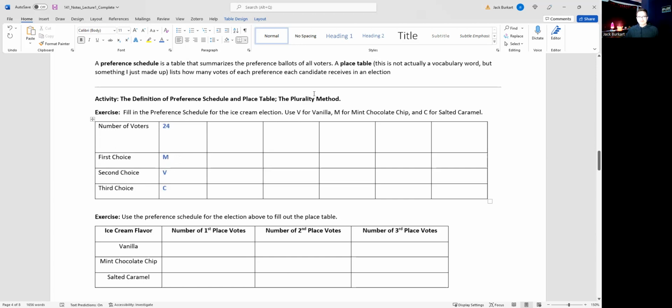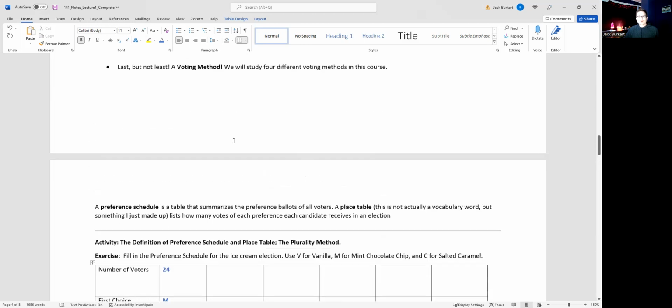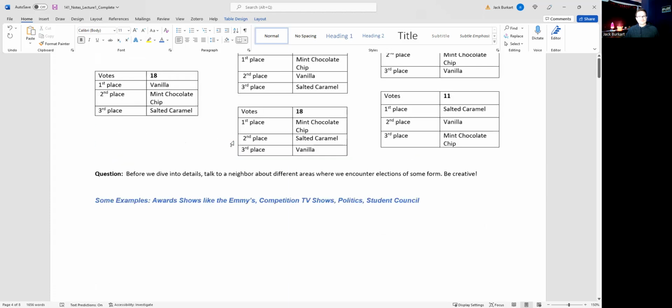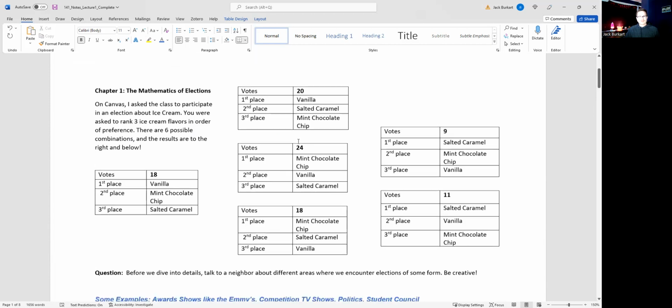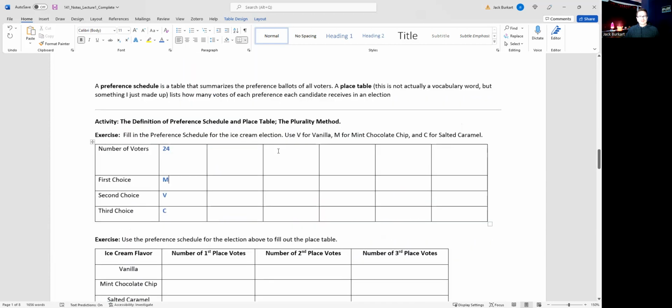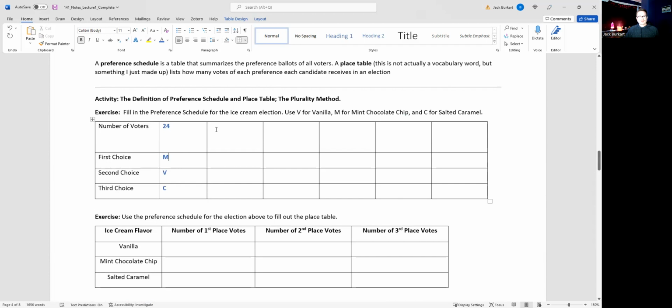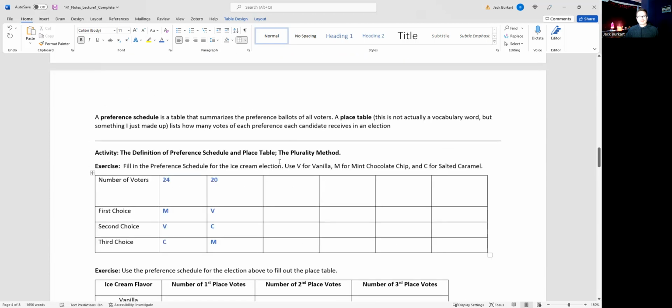And then let's just go down to the second column now. All right, what was the second most popular vote? That's the one with 20 votes, and that was vanilla, salted caramel, and mint chocolate chip. So in this spot for the number of voters, we have 20 people, and they voted as first choice vanilla, second choice salted caramel, third choice mint chocolate chip. All right, and then we can continue to fill everything out.